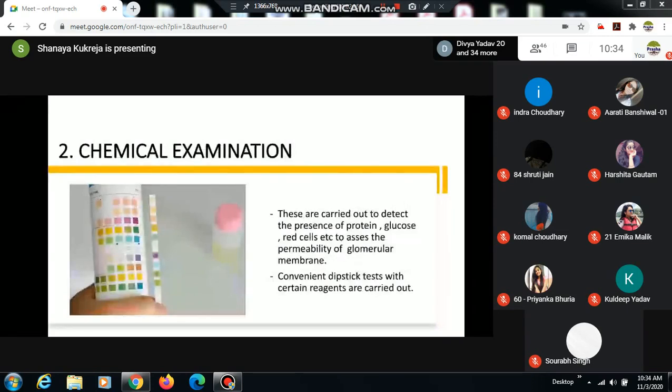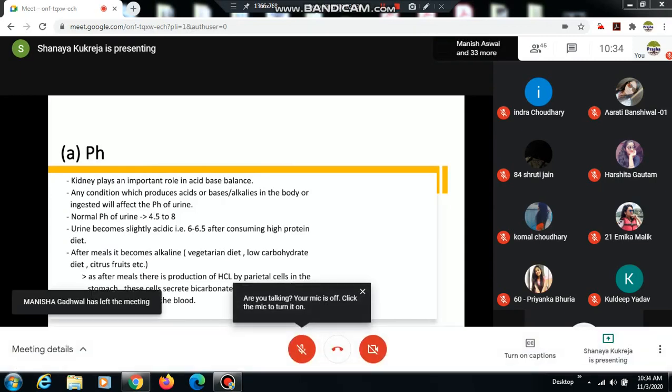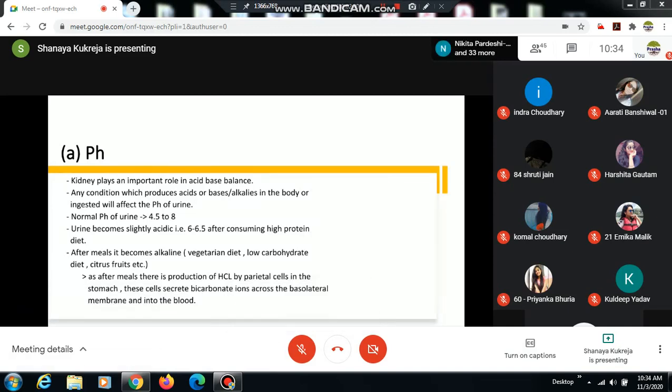These tests are done to detect the presence of protein, glucose, red cells, etc., to assess the permeability of the glomerular membrane. Convenient dipstick tests are carried out with certain reagents, in which first is pH. The kidney plays an important role in acid-base balance. Any condition in which there is production of acid or base in the body, or it is ingested in any form, will alter the pH of urine.